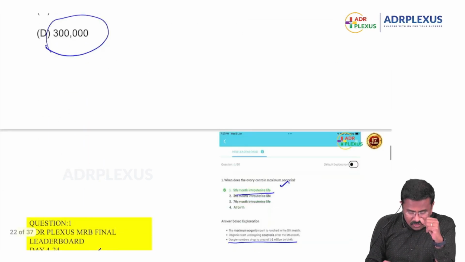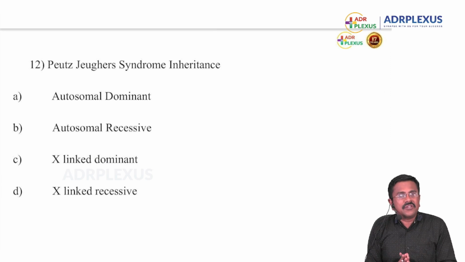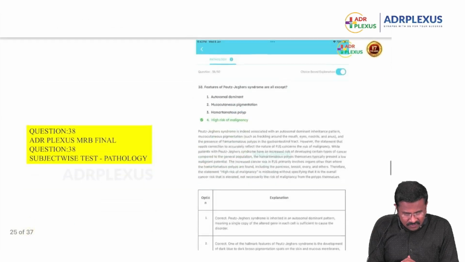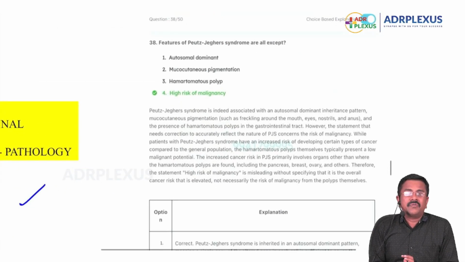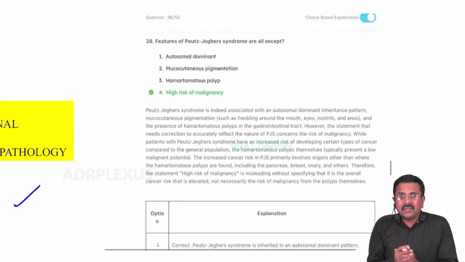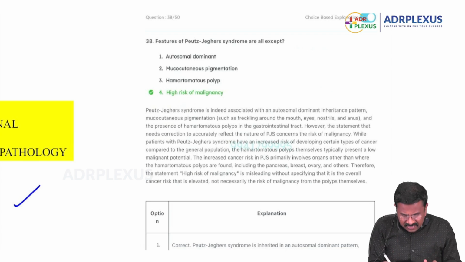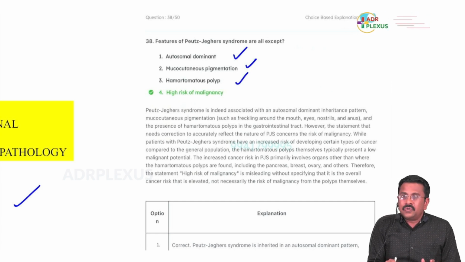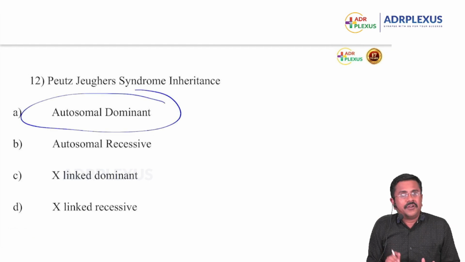Yes. So moving to the 12th question, again a straightforward question, Peutz-Jeghers syndrome, inheritance. Many times we have discussed this during our sessions, and we also gave a subject-wise test in pathology which highlighted a question about Peutz-Jeghers syndrome: all of the following are true about Peutz-Jeghers syndrome except. We know that it is associated with autosomal dominant inheritance, mucocutaneous pigmentation, and hamartomatous polyps. So we know that the mode of inheritance of Peutz-Jeghers syndrome is autosomal dominant.